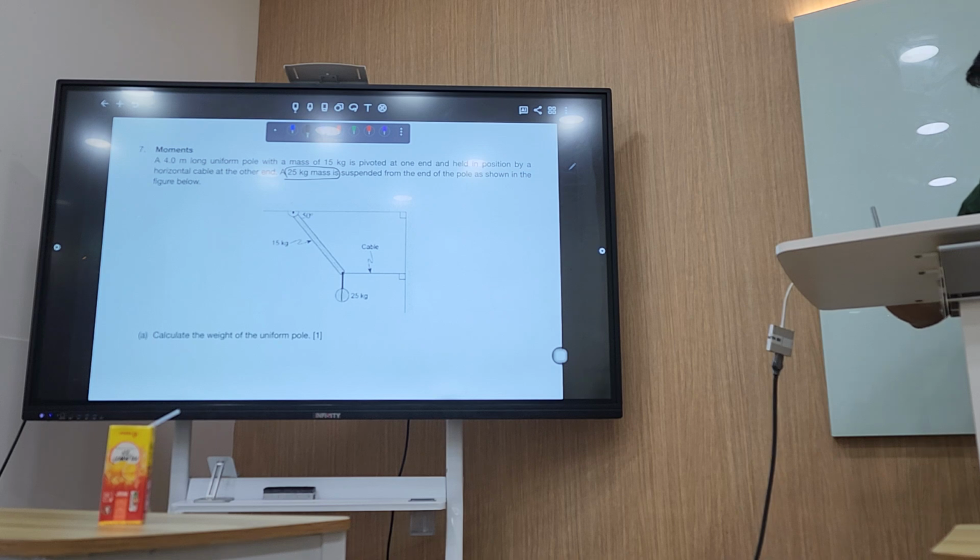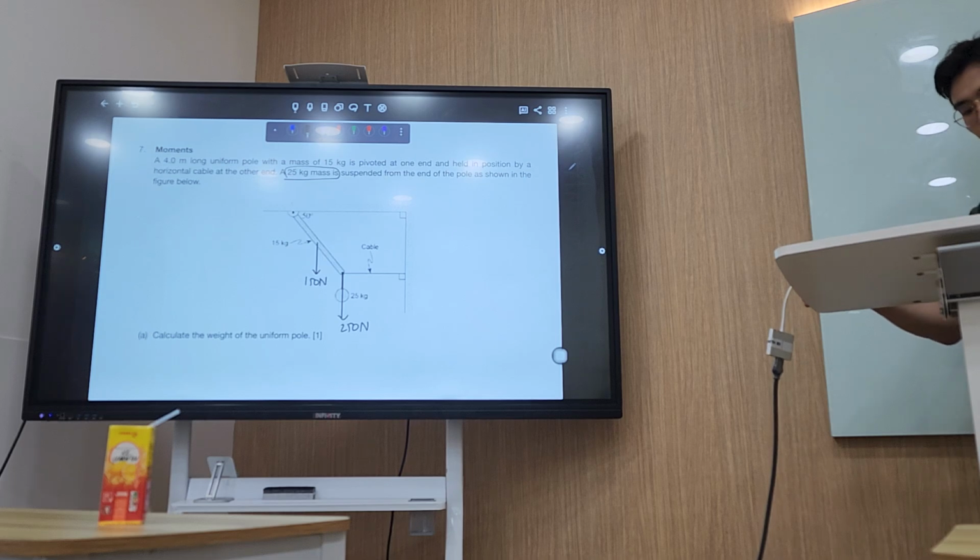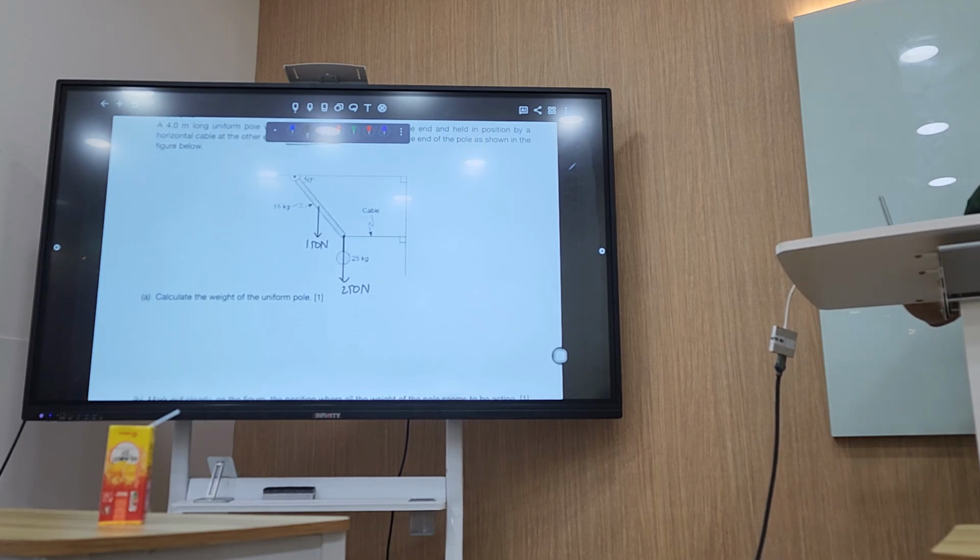So this fella, instantly, use your ruler and note down 250 newtons straight away. This kind of little thing can help you in your exam, so you don't get confused with kilograms or newtons. Same thing for your uniform pole, exactly in the center: 150 newtons. Actually this one gives you the answer for part A, 15 times that. Fair enough?